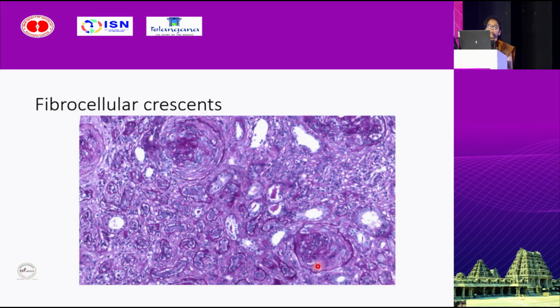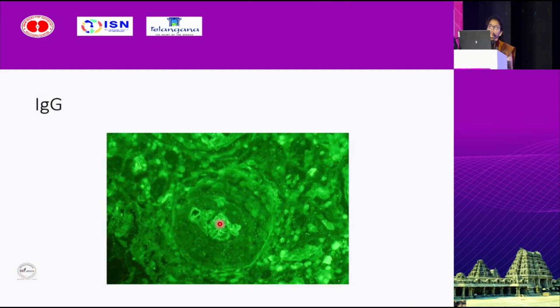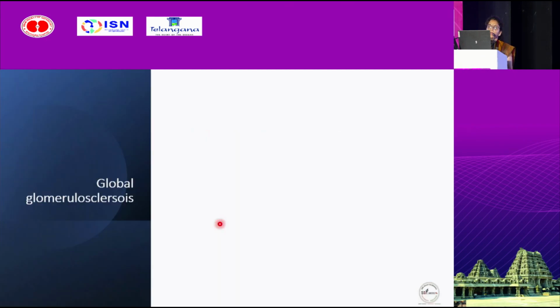In fibrocellular crescents there will be a mixture of a fibrous component and a cellular component, and in fibrous crescent there will be less than 25% of the cells. And when immunofluorescence for IgG and all the immune complements is also negative, it becomes a case of ANCA negative, obviously after doing ANCA, or pauci-immune crescentic glomerulonephritis.